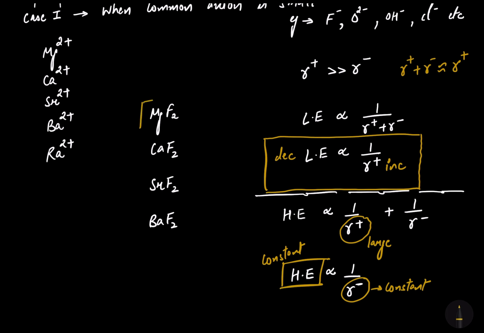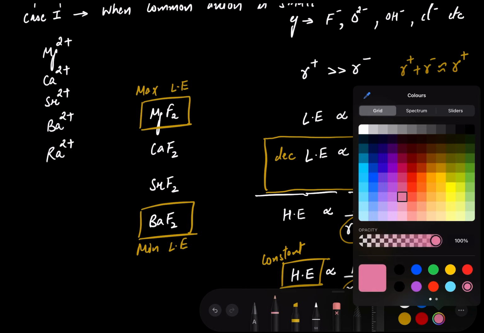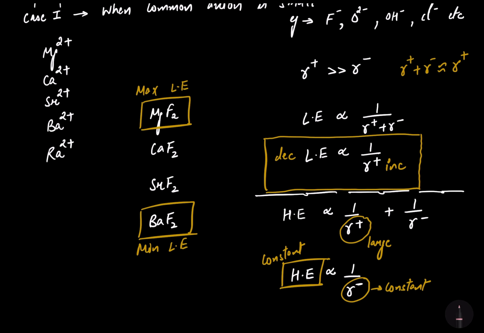So that means MgF2 has maximum lattice energy and barium fluoride has minimum lattice energy. That means the lattice of magnesium fluoride is very strong, because lattice energy is very high. So it's a strong lattice, and a strong lattice will always be less soluble.